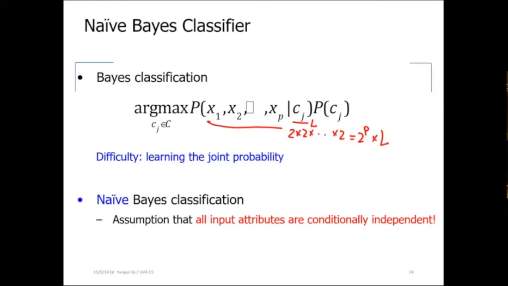This is not feasible. So that's why people have some kind of simplified assumptions, and the most used is called the naive assumption. The naive assumption is actually extremely simple. I'm assuming all the input variables are conditionally independent given the output variable.